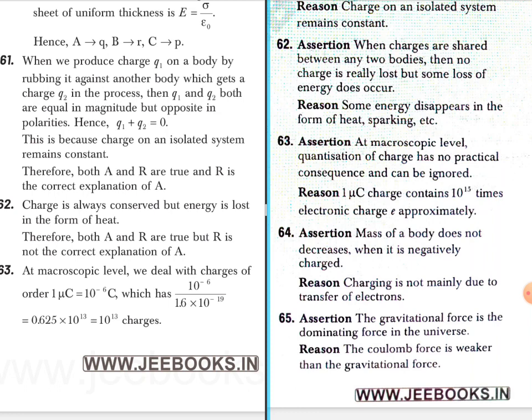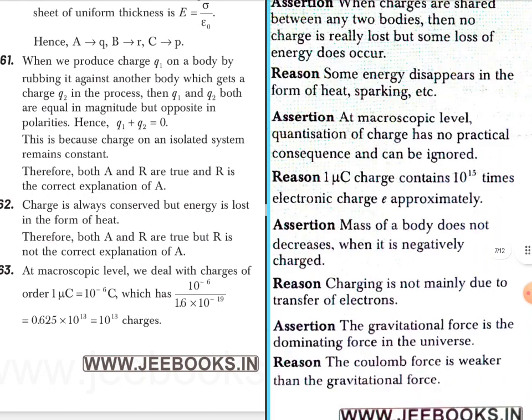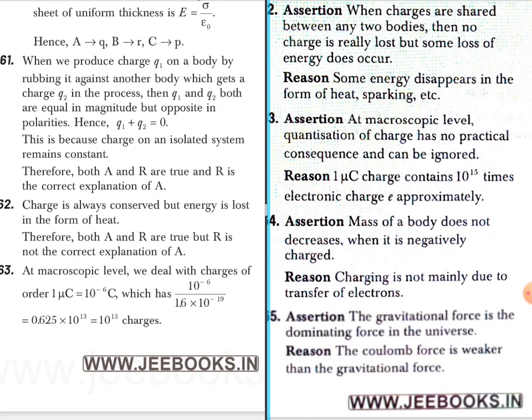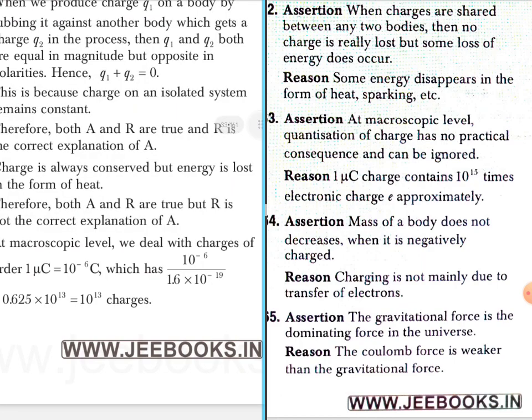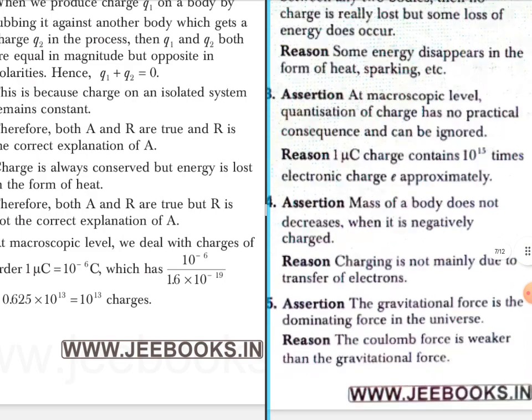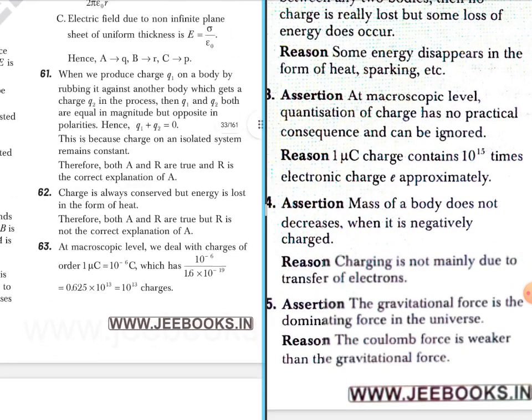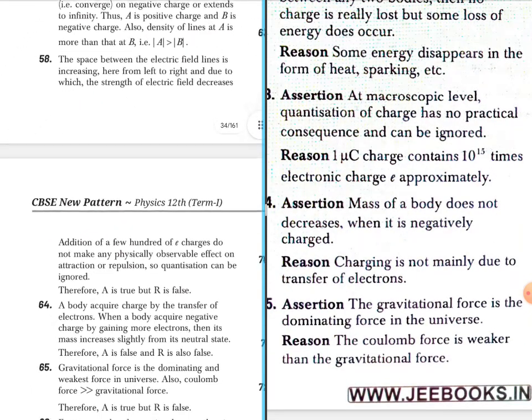Yes, obviously. Macro means bigger. Quantization refers to very small values, correct? So therefore it can be ignored. One microcoulomb is 10 to the power minus 6, divided by 1.6 into 10 to the power minus 19, so charge divided by e contributes 10 to the power 13, but here it says 10 to the power 15. So therefore the reason is false. So let's go to the next question.